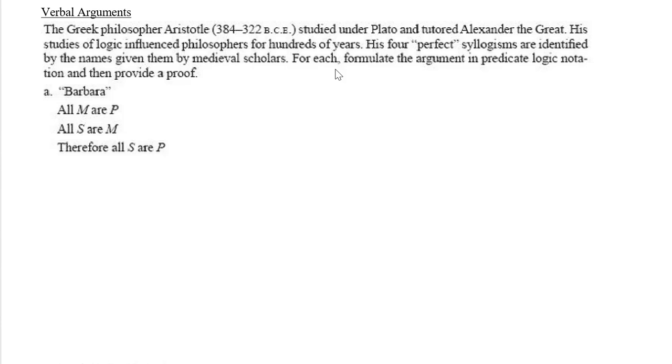One of them is called Barbara, and it says all M are P and all S are M, and therefore all S are P. So again, we are taking from the domain the whole word. For example, all men are mortal, and Americans are men, and therefore all Americans are mortal, if that's the case. Okay, that's an example. So let's write it as an argument with predicate logic.